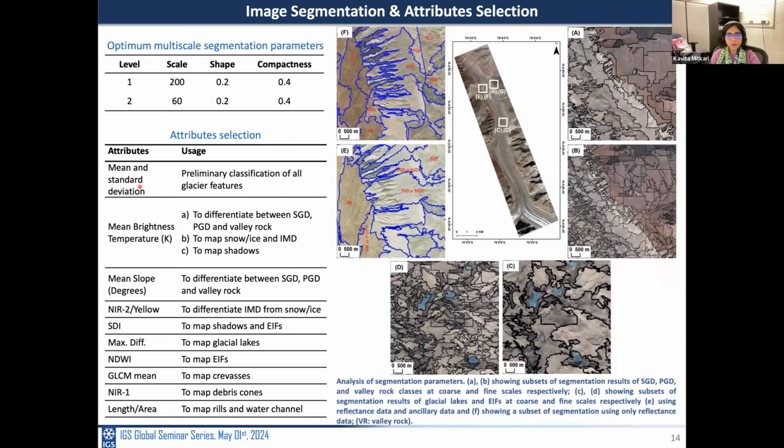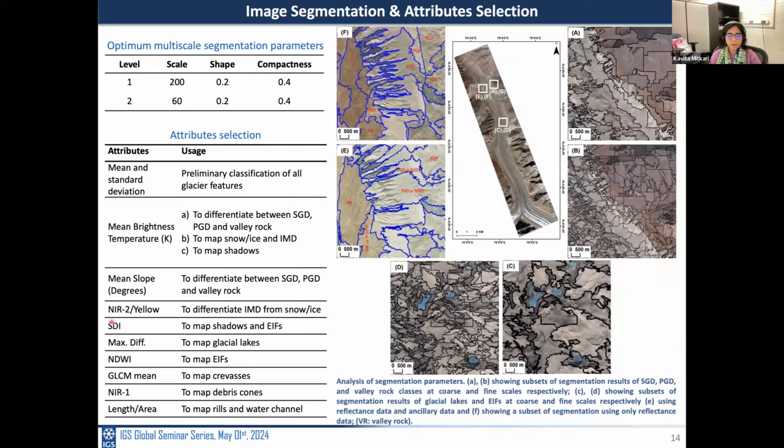These include the mean and the standard deviation. Mean and standard deviation represent the spectral values of all the glacier features. All these mean and standard deviation values have been used for preliminary classification of these glacier features. Then, based on this preliminary classification, other attributes have been used to distinguish the different features.